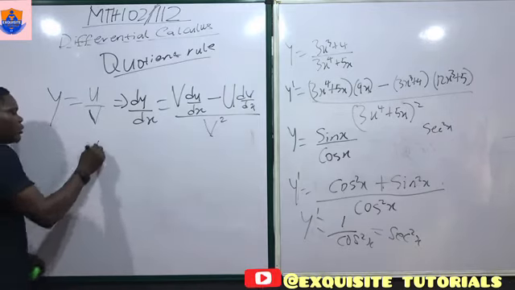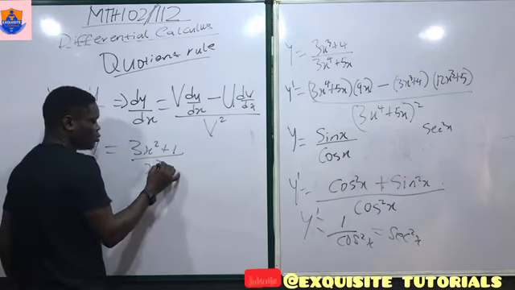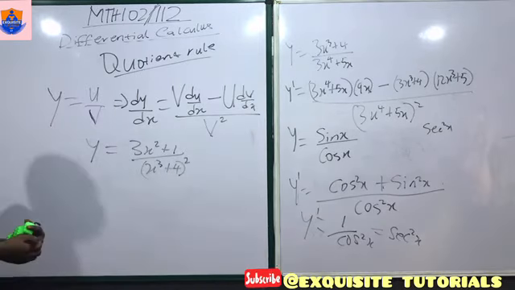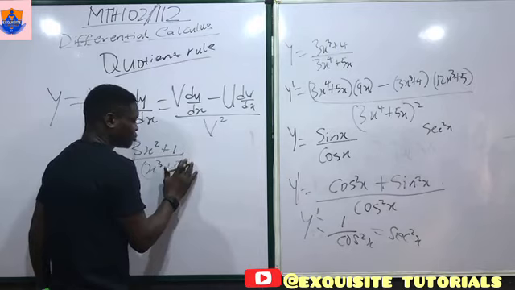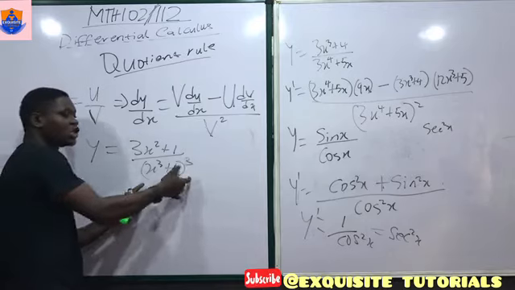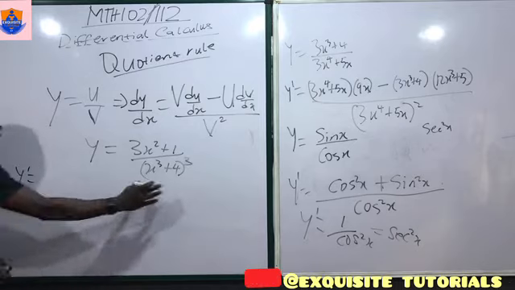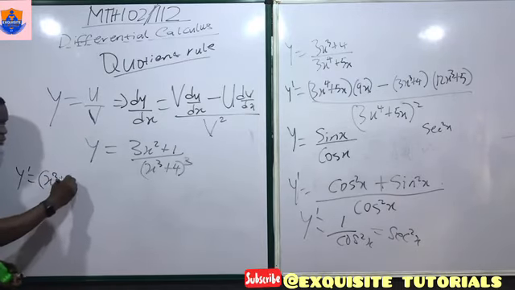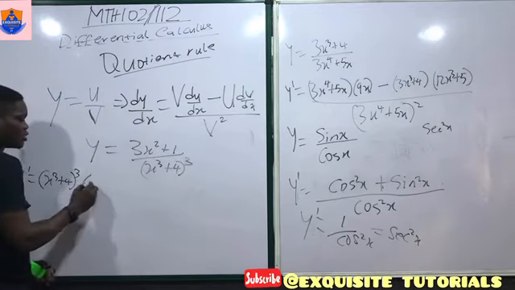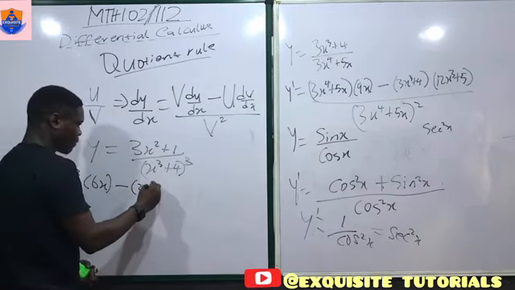Let's say you have y equals 3x squared plus 1 all over x cubed plus 4, raised to power 3. So the first thing, using your quotient rule, is to take the denominator. So your y prime becomes, take the denominator, you will have x cubed plus 4 raised to power 3. Then differentiate the numerator. When you differentiate this, you are going to have 6x. Then minus, take the numerator, 3x squared plus 1.